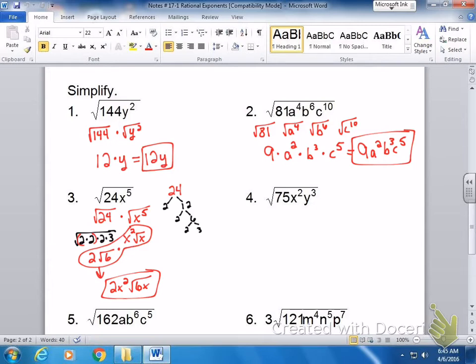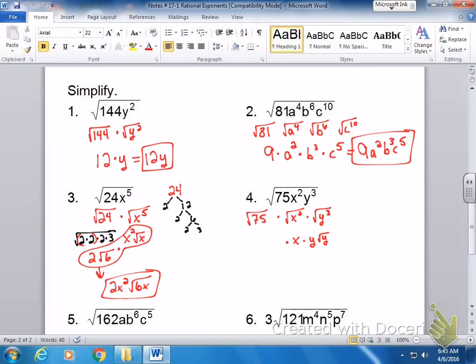Let's look at number 4. The square root of 75, x squared y cubed. Now, some of you may not have to write this out like I've been, and that's totally fine. That's the square root of 75 times the square root of x squared times the square root of y cubed. Now, I'm going to go ahead and do the x squared and y cubed because those are pretty easy. I know the square root of x squared is x. And I know the square root of y cubed, well, I divide 3 by 2, I get 1.5. So I take out 1 y, leave 1 inside.